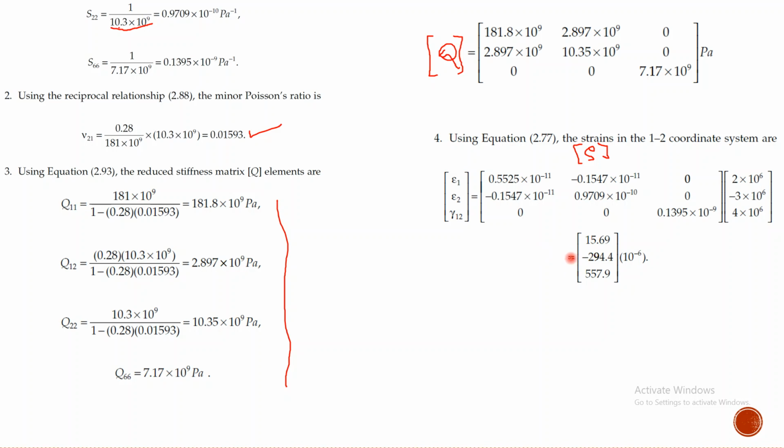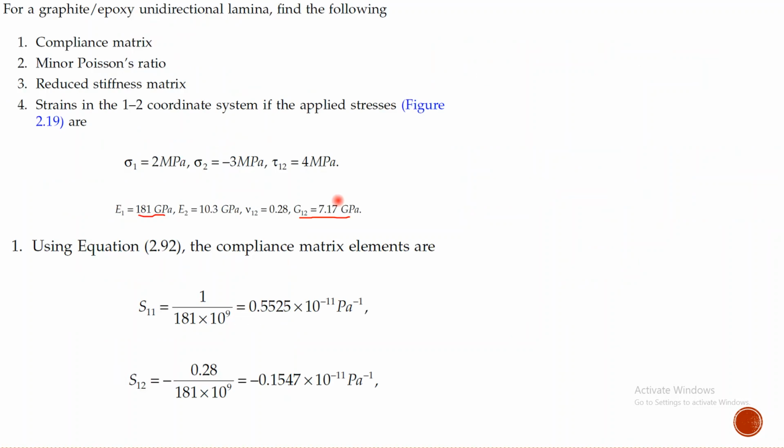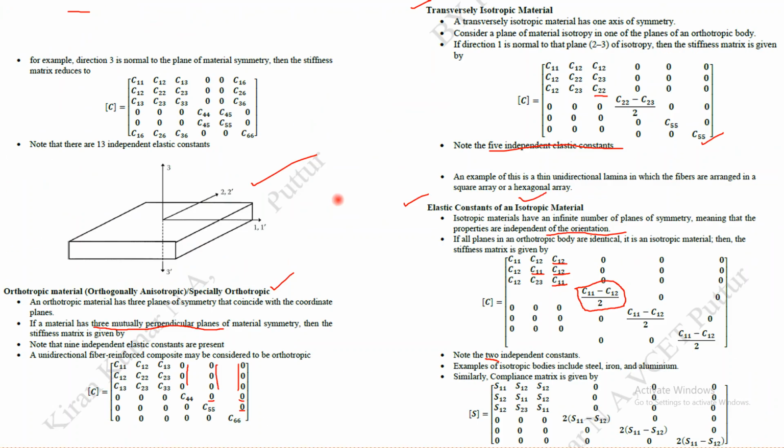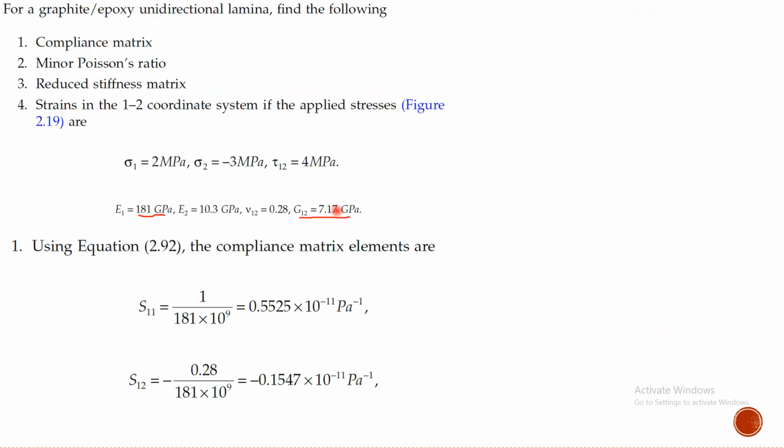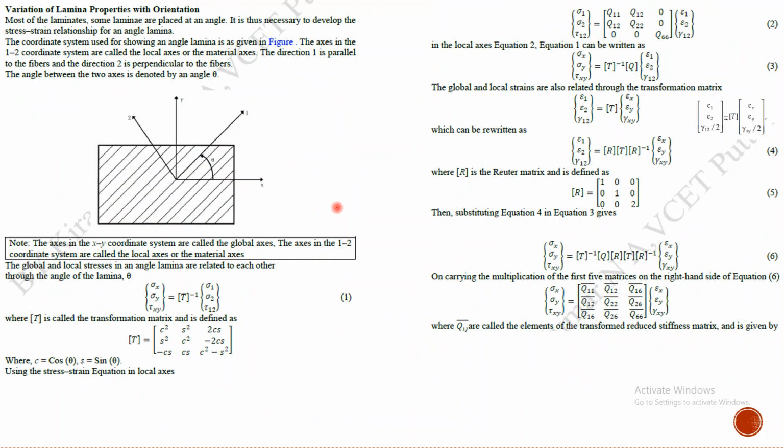So this is about what we call the elastic constants of a lamina. Likewise, such problems may arise in the exam also. Next, we will look into the next topic, that is, variation of lamina properties with orientation.